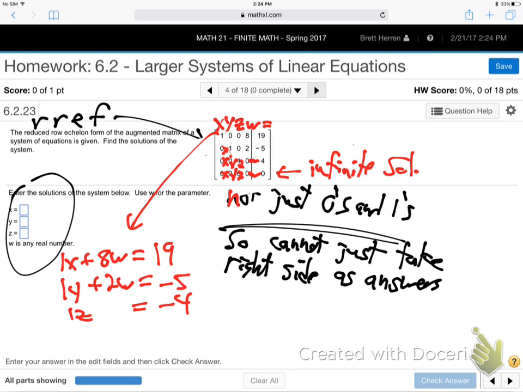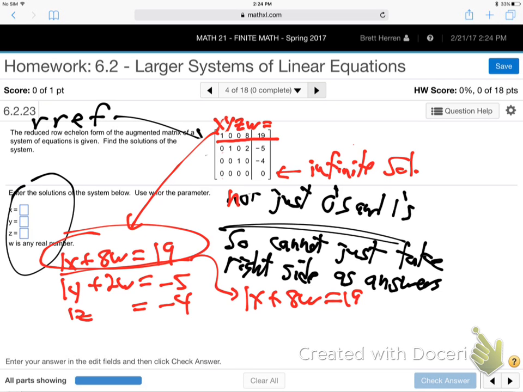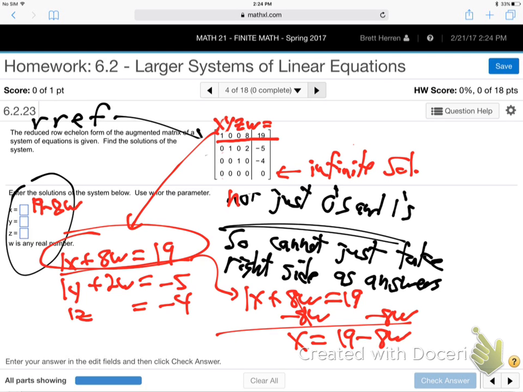Okay. So with that in mind, I was able to get these equations, right? The first equation saying 1x plus 8w is 19. So what does that mean? Well, solve this for x now. How do you solve for x? 1x plus 8w is 19. Subtract the 8w. So x is 19 minus 8w. That's what they want.